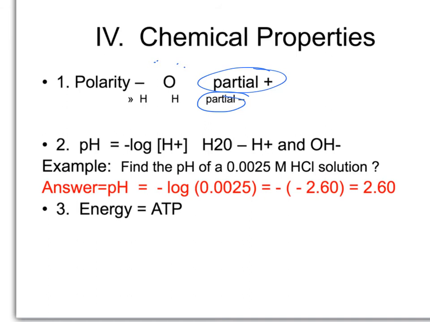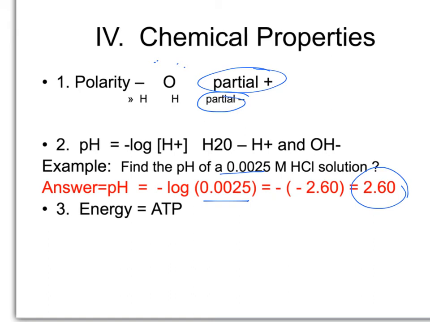Okay, and I have an example for you here. Using our graphing calculators, it's possible to find the pH of any given solution if you know the molarity. So in this problem, it says find the pH of a 0.025 molar HCl, hydrochloric acid solution. To find the answer, we simply enter into our graphing calculators 0.0025, and then we use the negative log to produce our answer, 2.60 pH.